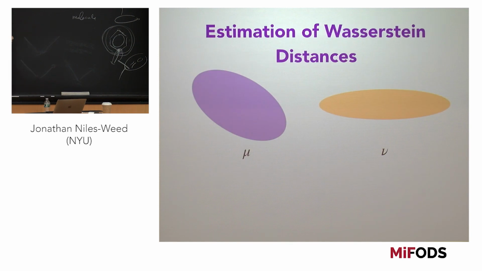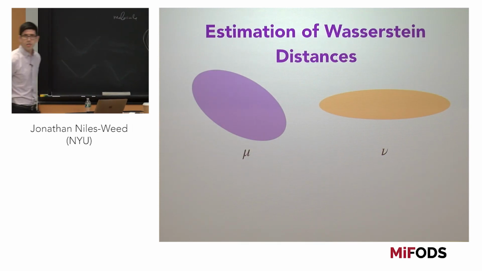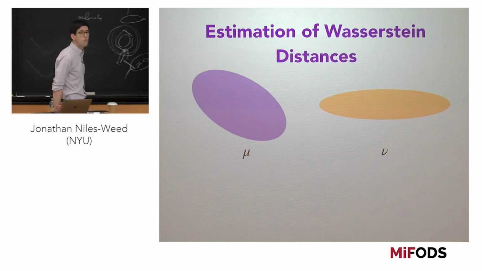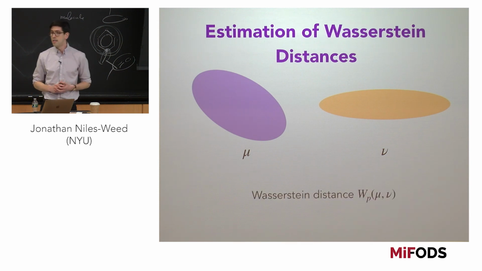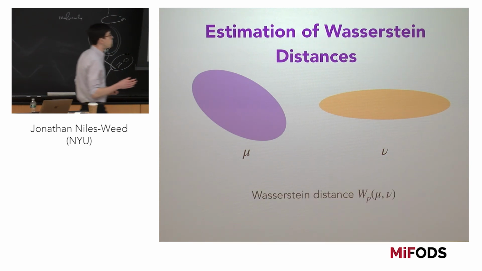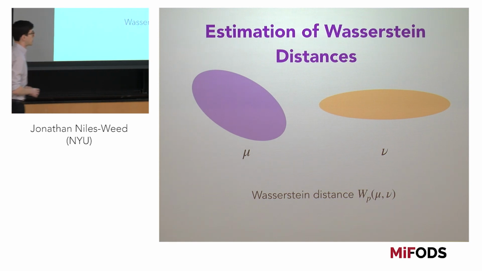So what is the problem of estimation of Wasserstein distances? Let's suppose that I have two probability measures that live in R^d. And I would like to know what is the Wasserstein distance between them. Many of you may not know what this object is. I'll say what it is in a second.